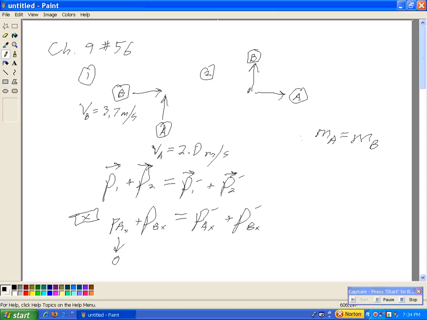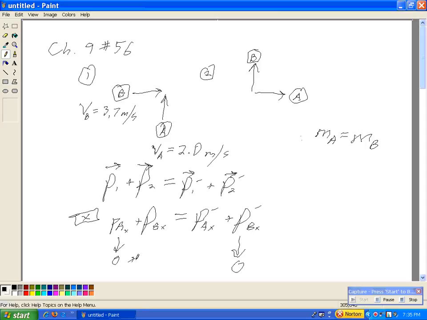Afterwards, A is going in the x direction, B isn't. We know that B is not going in the x direction, so that's 0. So this at least has some x component. But anyway, let's finish this off.